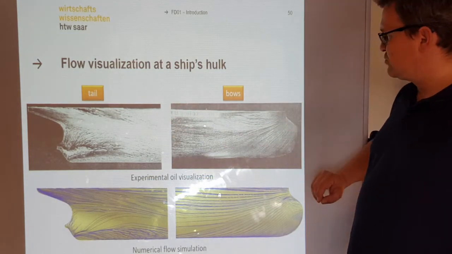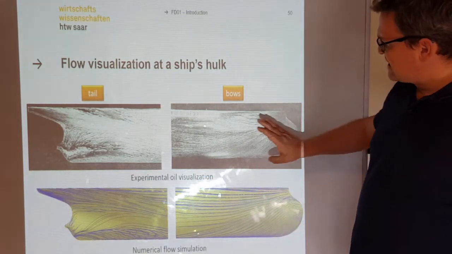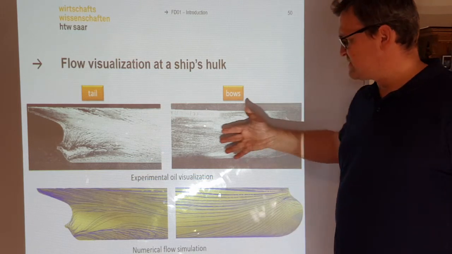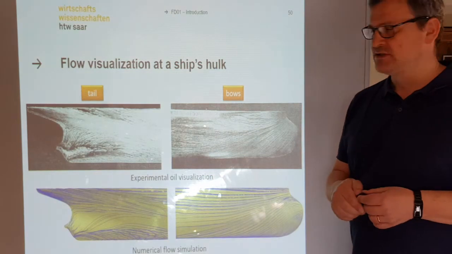Here you see the bow or the tail of a ship, and I think they used some ink, some color, to visualize the streamlines over the ship's hull and to optimize it.